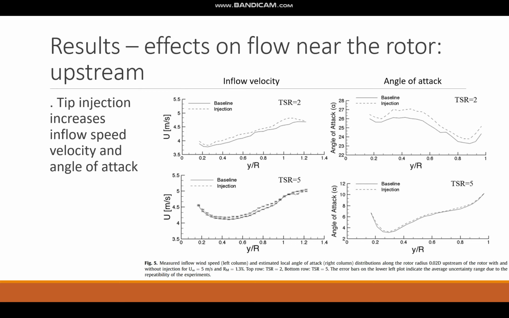Effects of tip injection on the flow near the rotor. Figure 5 shows the inflow speed just upstream of the rotor and estimated angle of attack for the baseline and injection case. This is shown for a tip speed ratio of 2 and 5 over the span of the blade, which is represented by Y on R. A general increase in inflow velocity is seen, which corresponds to a greater angle of attack when injection occurs. Lower tip speed ratios yield greater effects. An increase in inflow velocity will lead to an increase in performance as more power is able to be generated.